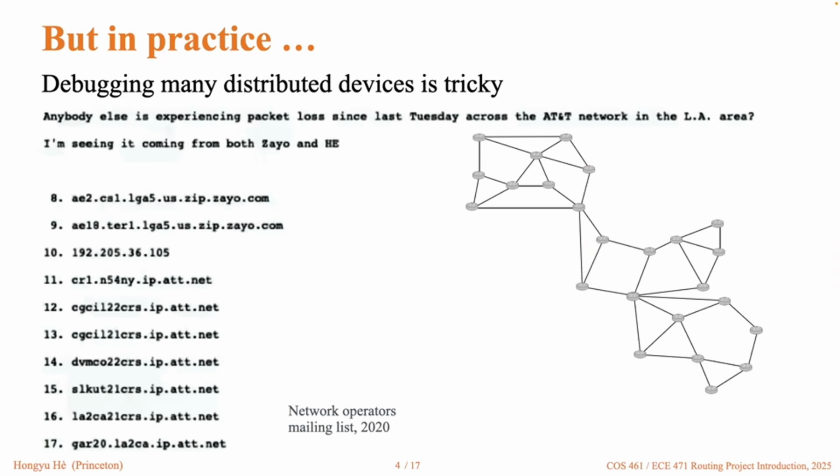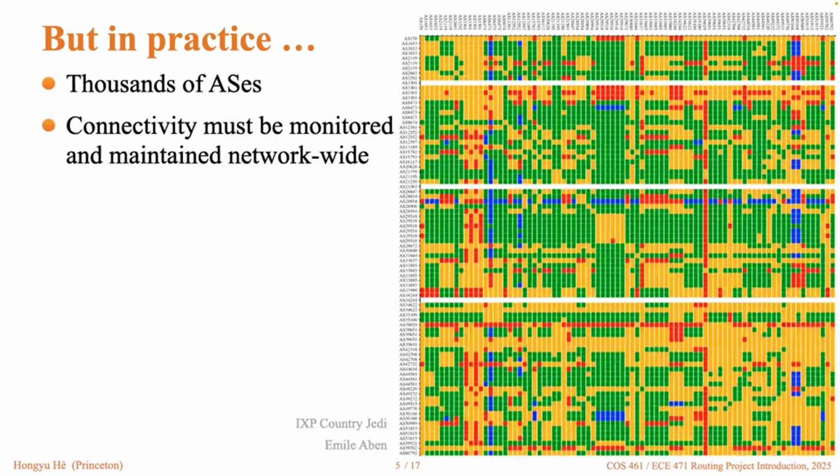Right? This is a mailing list where the network operators were discussing what the problem was with the AT&T network. And also, we have thousands of autonomous systems, or thousands of networks, and we need to continue monitoring them and make sure that we have network-wide connectivity. And this is pretty tricky. And this is something called a connectivity matrix. Each row and each column is an AS, and each cell is telling you the connectivity from the row AS to the column AS.